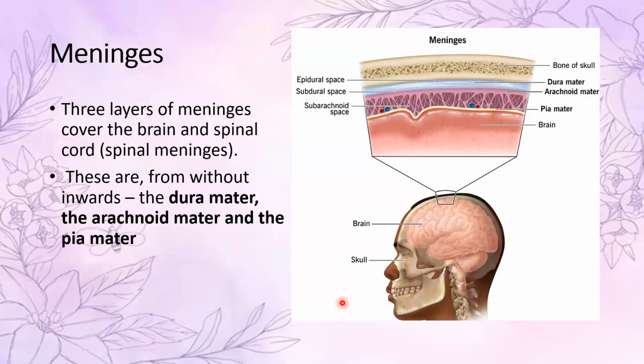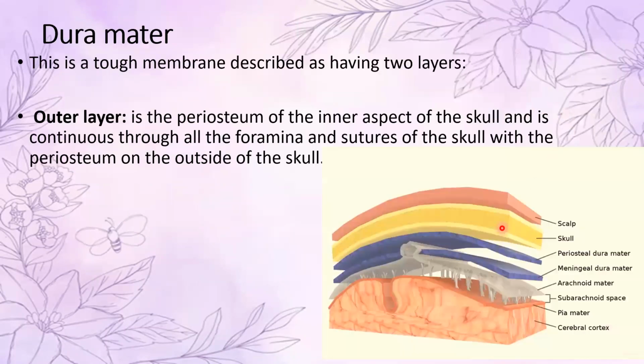Okay, the meninges. There are 3 layers of meninges that cover the brain and the spinal cord. These are the dura, the arachnoid, and the pia mater. The dura consists of two layers, the outer layer, which is the periosteum of the inner aspect of the skull, and it is continuous with the periosteum of the outer aspect of the skull through foramina and sutures.